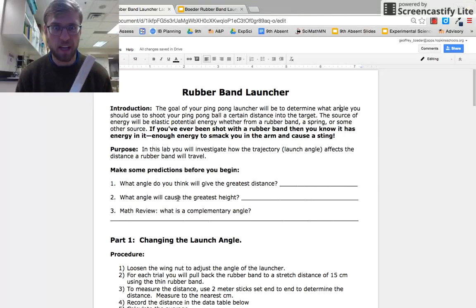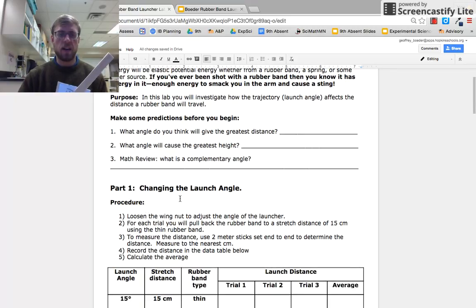Number 2, what angle will cause the greatest height? Is that going to be like a vertical 90-degree angle, or is it going to be like 80 degrees or higher? What do you think is going to be the highest height? Finally, math review. What is a complementary angle anyways? I forget. Complementary angles. I don't know. Talk to the geometry kids in your group, huh?